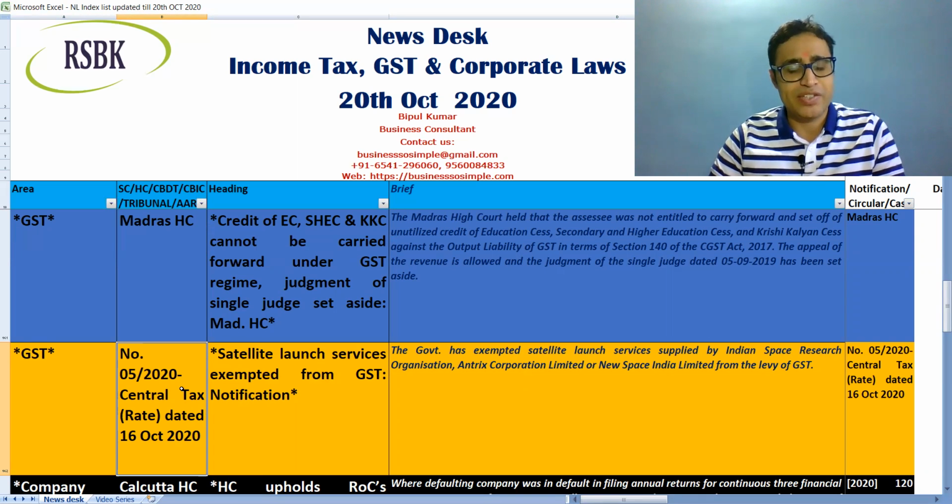Next, under GST notification dated 16 October 2020, satellite launch services are exempted from GST.